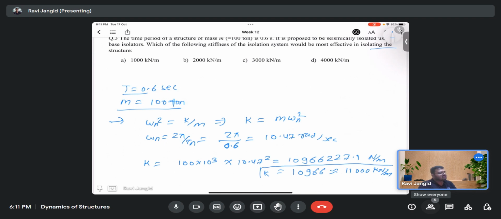So the isolation system should be that much flexible. If we compare which stiffness would be best suited among the four options A, B, C, D, we want a gap from our superstructure time period of 0.6, and we want the time period of the base isolator to be higher. Okay, so which one gives the higher time period? A, 1000 kilonewton per meter.